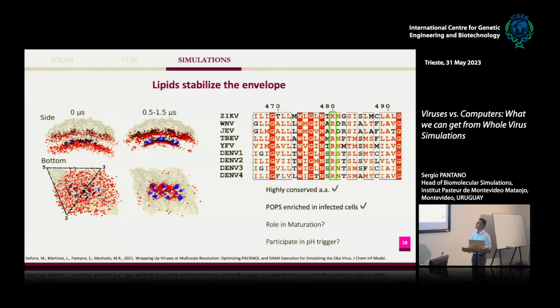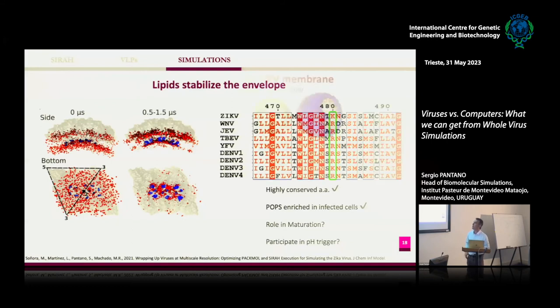So we started to think that we could really get some information out of this. In particular, the amino acids that generate these are highly conserved, actually absolutely conserved in the family. All flaviviruses are known to enrich the population of phosphatidyl serine during the infection. So this could be one of the reasons why, because this contributes to stabilize the membrane in the mature virion. This is what we think happens, and eventually it would also participate in the pH trigger, because it also stabilizes this conformation and helps to maintain a tight conformation in the membrane.